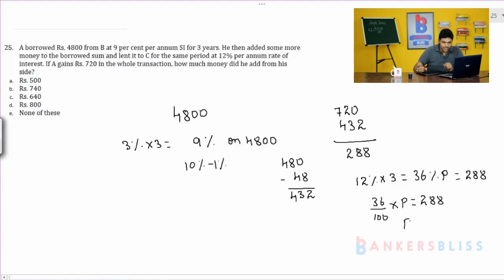So P is equal to 288 into 100 by 36. 6 6s are 36, 6 4s are 24, 6 8s are 48. Therefore, the principal amount is equal to 800. Very simple. So problem number 25, option D is the right answer, 800.